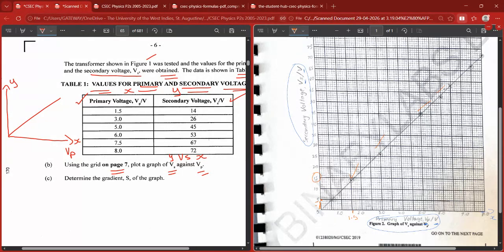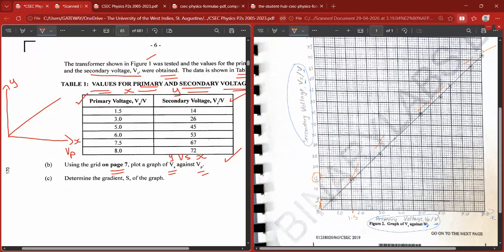That is correct. Next one is in between 7 and 8, so this is 7.5, 66, 67. This is 8, 71, 72. So all of these points are plotted correctly on this graph. And you draw a best fit line on it.